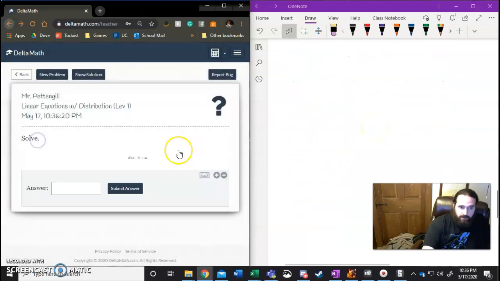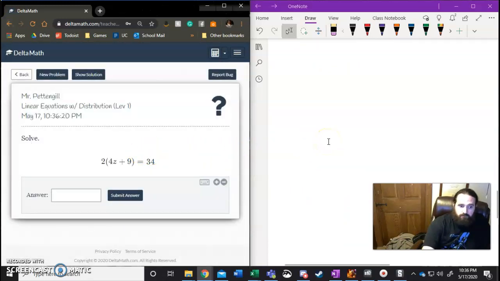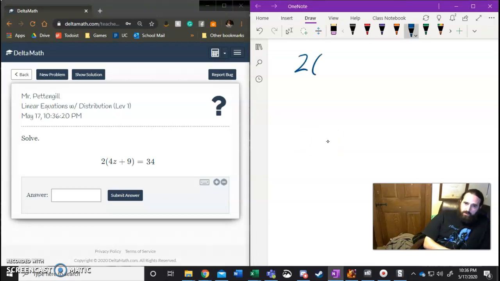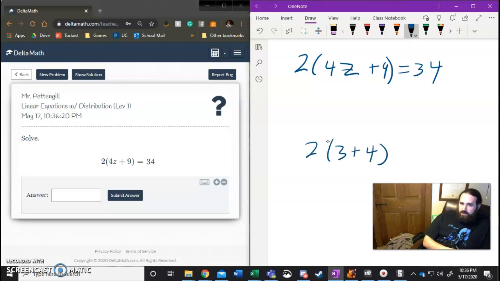So, linear equations of distribution. You guys know how to rock and roll this. The first thing I need to do is distribute. Now, distribution is multiplying that number. If we had something like 2 parentheses 3 plus 4, we wouldn't distribute here. I'd go 3 plus 4, that's 7, and 2 times 7 is 14.